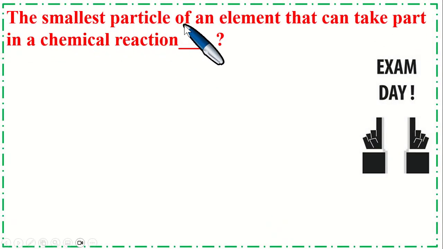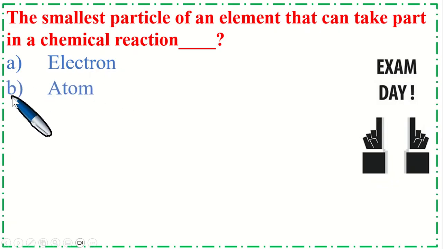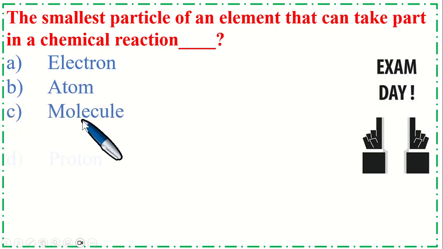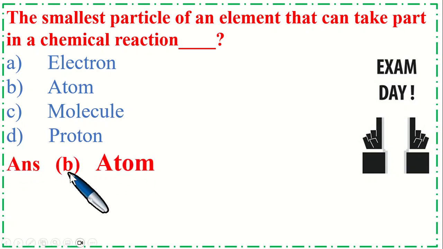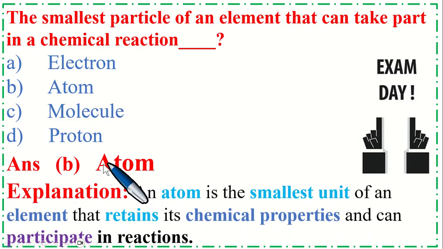The smallest particle of an element that can take part in a chemical reaction. Option A, electron. B, atom. C, molecule. And option D, proton. So the correct option is B, atom. Explanation is an atom is the smallest unit of an element that retains its chemical properties and can participate in reactions.